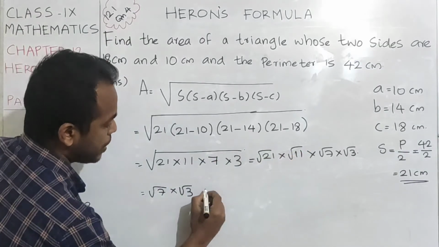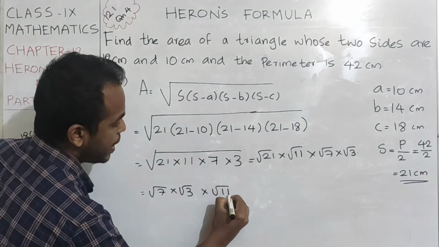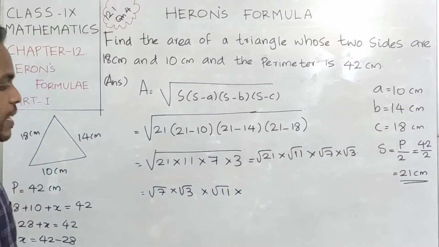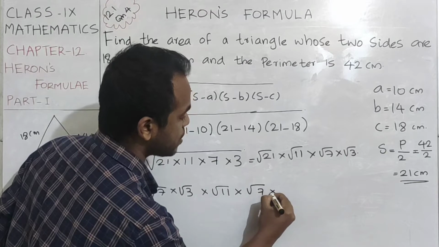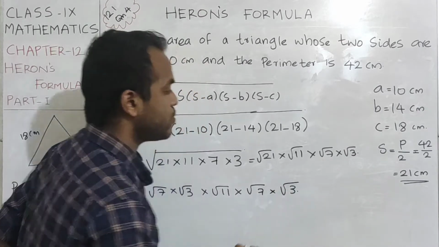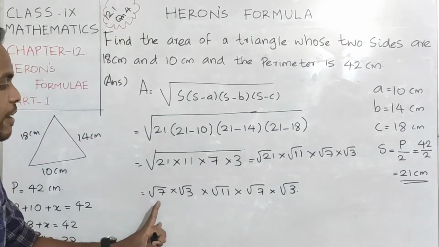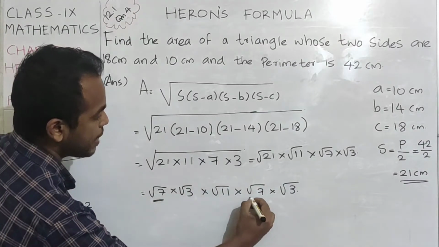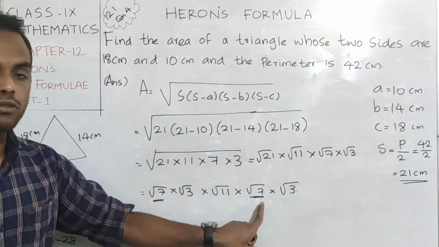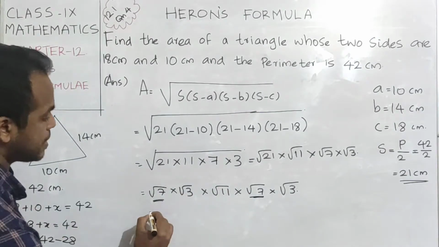Then you can multiply the remaining. Root 11 cannot be further factorized, so I will write it as root 11 itself. Then there is no way to prime factorize root 7. Then no factorization for 3 as well. Now if there are any like terms, that is, here is a root 7, here is another root 7. Root 7 into root 7. What is it? It is 7.